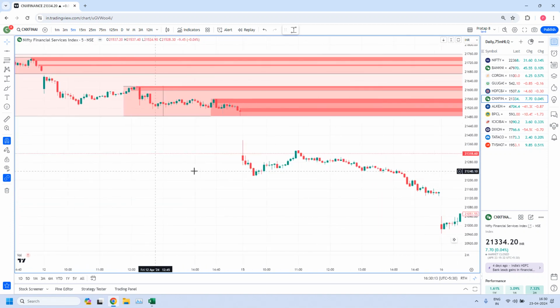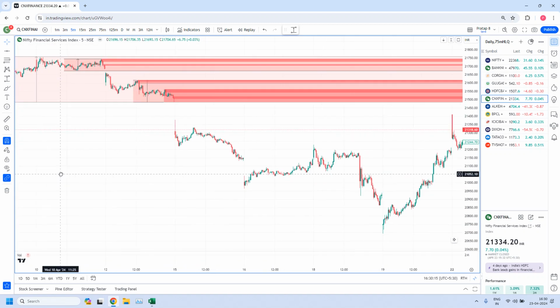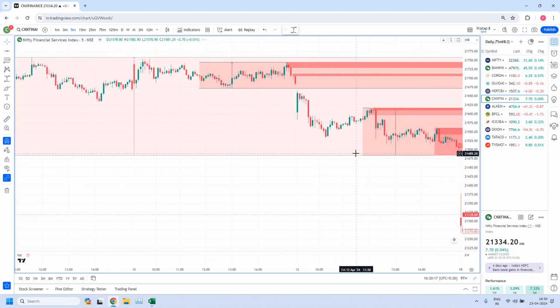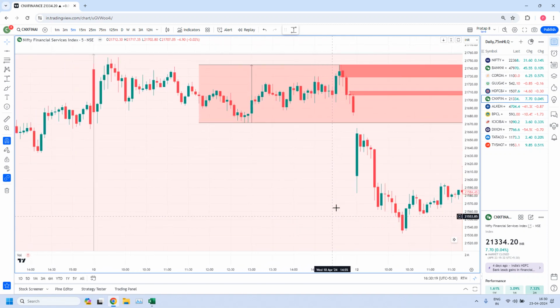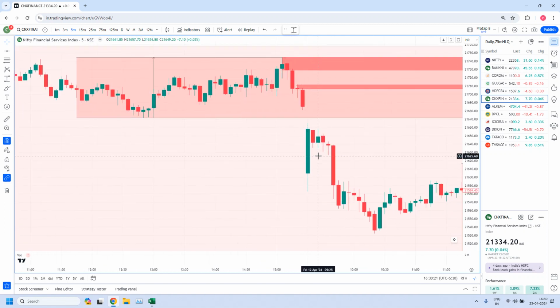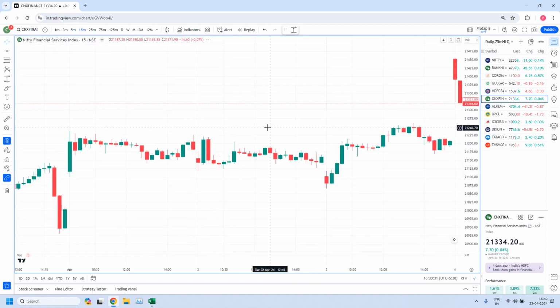Even I am wondering why I fine-tuned these zones without bypassing. Am I sleeping while drawing these zones? Rally to base candles, it's a good zone, but where is the fine-tuned 15-minute zone? Did I miss anything?